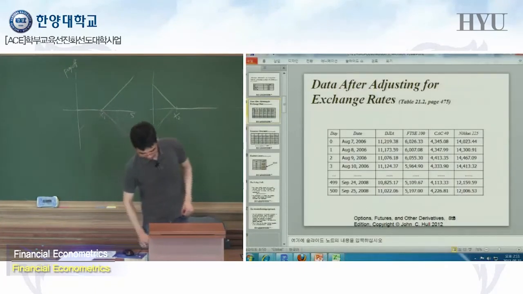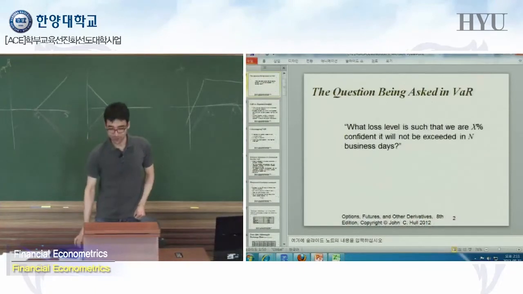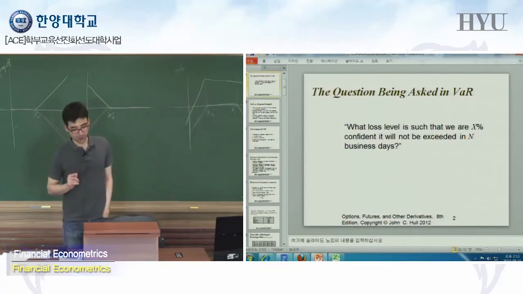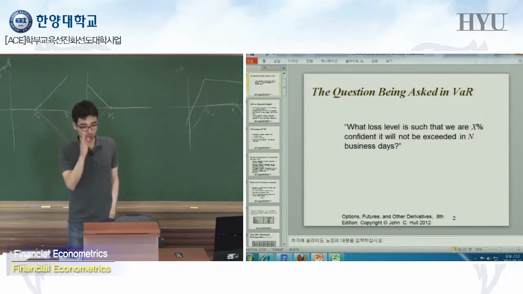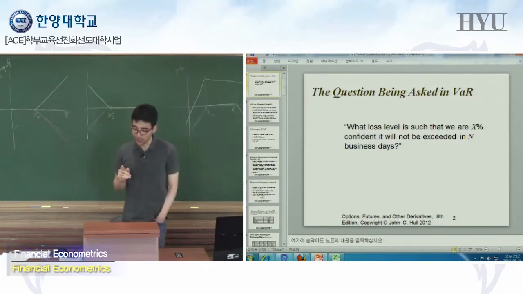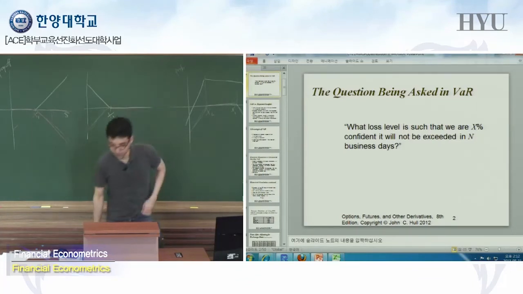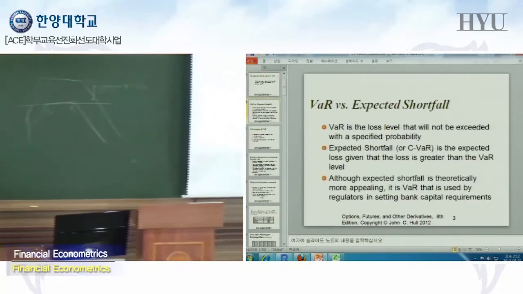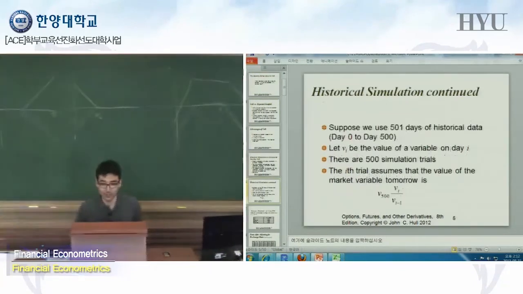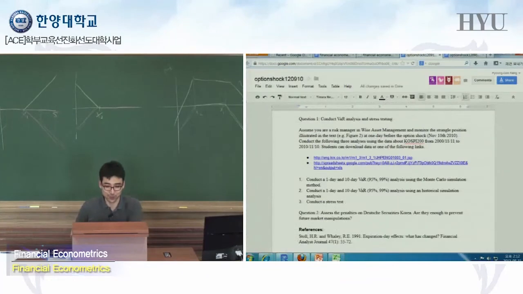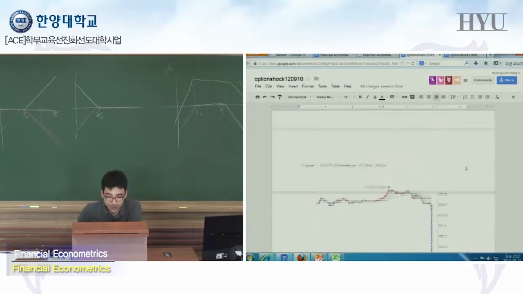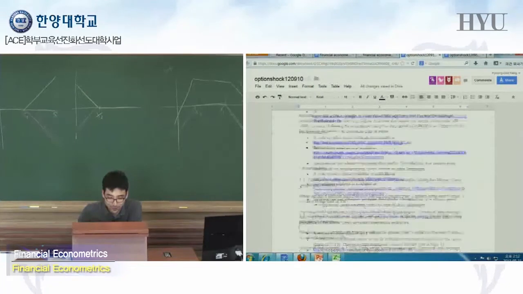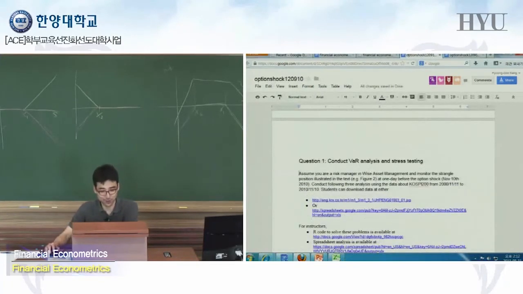And let's go to the PPT slide and let's read the definition of value at risk. Value at risk is the loss level such that we are X% confident it will not exceed N business days. Here in our problem, it is either 95% or 99%, and we invest for 1 day and 10 days. Okay. 1 day and 10 days. And then in order to do the analysis, okay. So this is question 1.